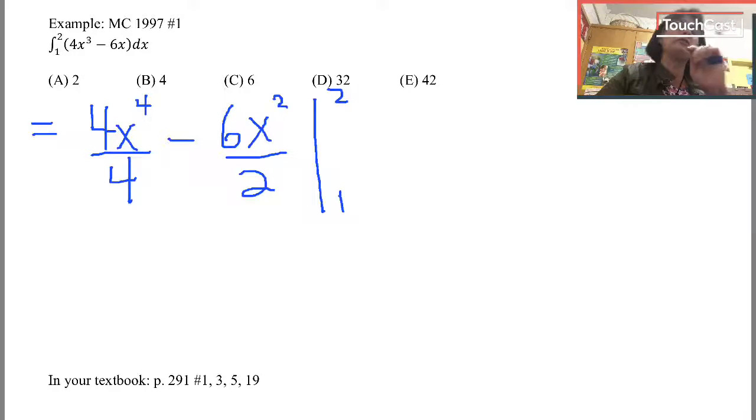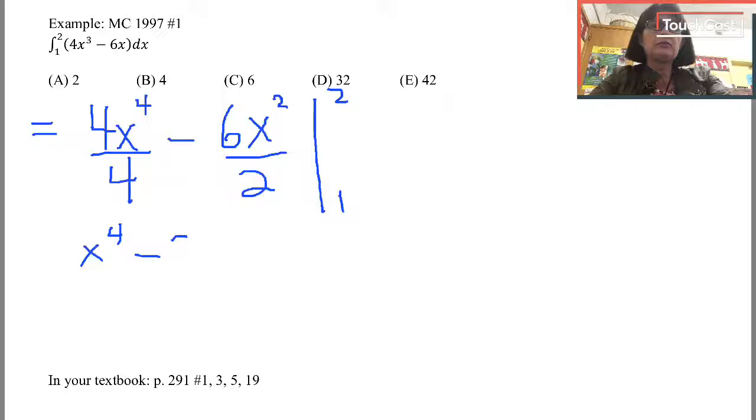Now here's an example where if you don't use the parentheses, you really could get the wrong answer. They'll know that. That's going to be one of the multiple choice answers on a multiple choice section, just because it's such a common error for students to make. So you might like to simplify that first or not. It's really up to you. So that's x to the 4th minus 3x squared, evaluated from 1 to 2.